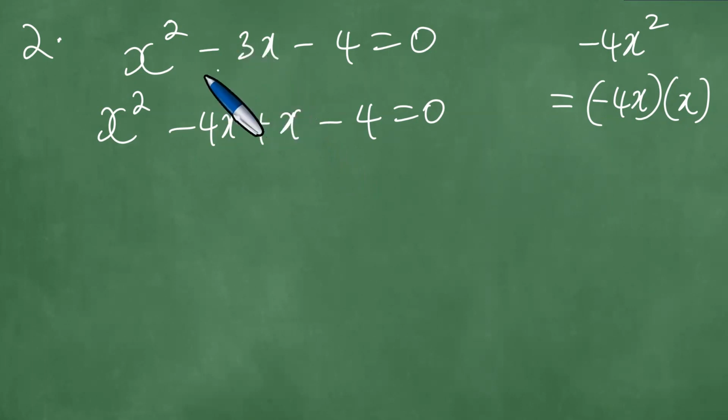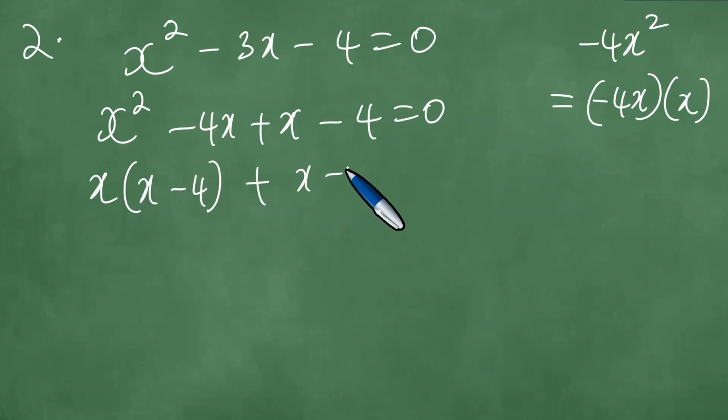So we have just broken down this minus 3x into two expressions altogether. And then we factor out x now and factor out x. We'll have x minus 4 here, and we have x minus 4 there, equals 0. So what we're getting at this point is the following.